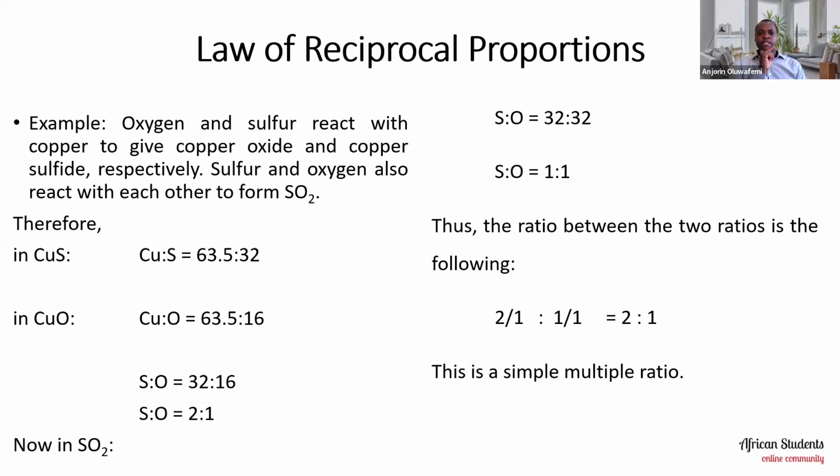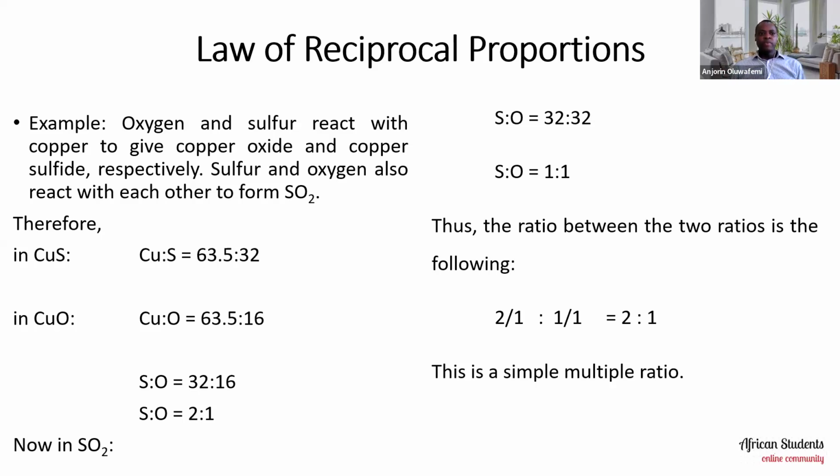Now, if you look at a combination of sulfur and oxygen, which is the second one, to give us SO2, sulfur and oxygen combining, the relative atomic mass of sulfur, like I said earlier, is 32. That of oxygen is 16, but it is carrying a 2. So because it is carrying a 2, it means that it will be 2 times 16, that's 32. So the ratio of sulfur and oxygen that will combine to give us SO2 will be ratio 32 against 32.